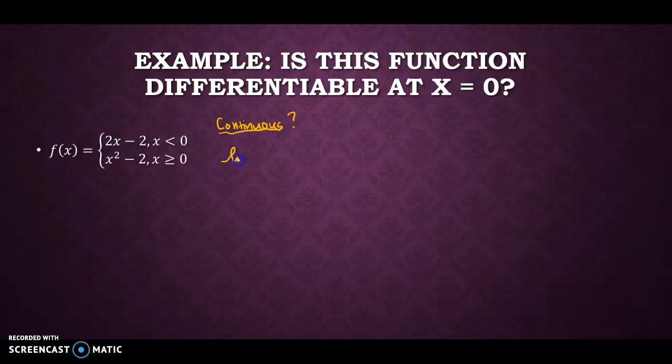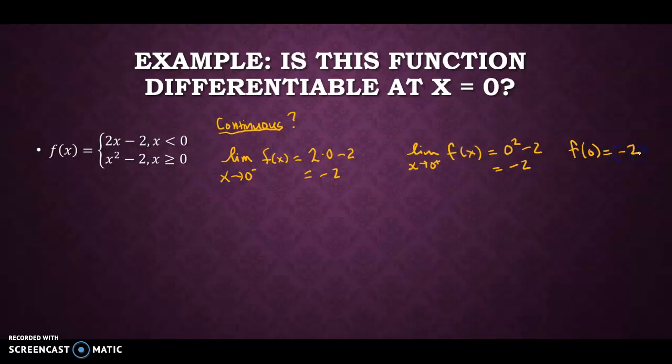The old-fashioned way, you're going to do the limit as x goes to 0 from the negative direction, and that would be 2 times 0 minus 2, which would be negative 2. And then you're going to do the limit as x goes to 0 from the positive direction, and that would be 0 squared minus 2, which would be negative 2. Looking good so far. And then you lastly want to make sure that f of 0 is really negative 2, and it is. So yes, it's continuous by the continuity test. So that's good. We've got continuity down.